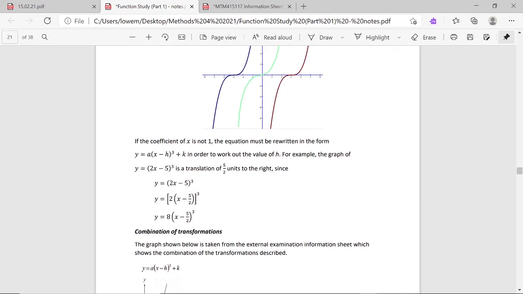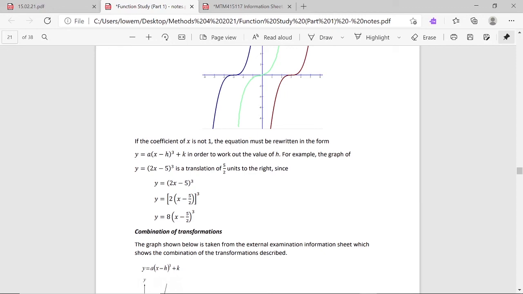Hopefully you can see that if we were to expand this, we'd have 2 times x is 2x, and then 2 times 5 over 2, the 2's would cancel, leaving minus 5. So by taking the 2 out as a factor, we can clearly see what our horizontal translation is. It's going to be translated to the right 5 over 2 units, or 2.5 units. The cubed here will apply to the 2 and the brackets. So 2 cubed would give us 8. So we've got 8 times brackets x minus 5 over 2 cubed.